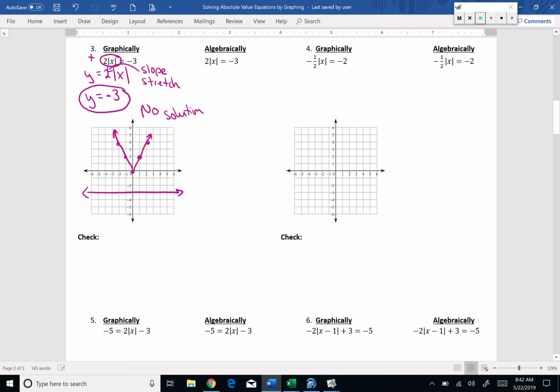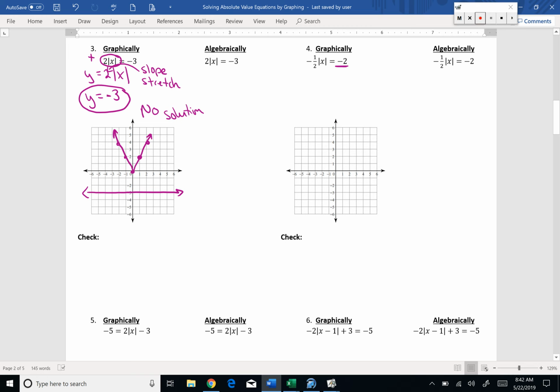That happens with absolute value more often than a lot of our other types of equations. Because absolute value always comes out to be positive, it's really hard when it equals a negative. But now, having said that, let's look at number 4, because I don't want you to think that if you automatically see a negative here that it's, oh, see you later, no solution.